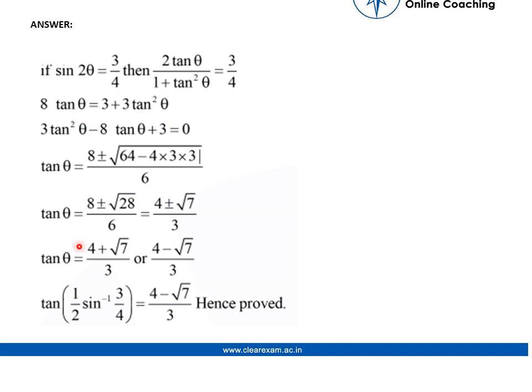After solving and calculating the value of tan theta, we can see we have two values, but we need only one, so we can only show one value, that tan theta is equal to (4 minus under root 7) by 3. This is the pure calculation that you need to do yourself.